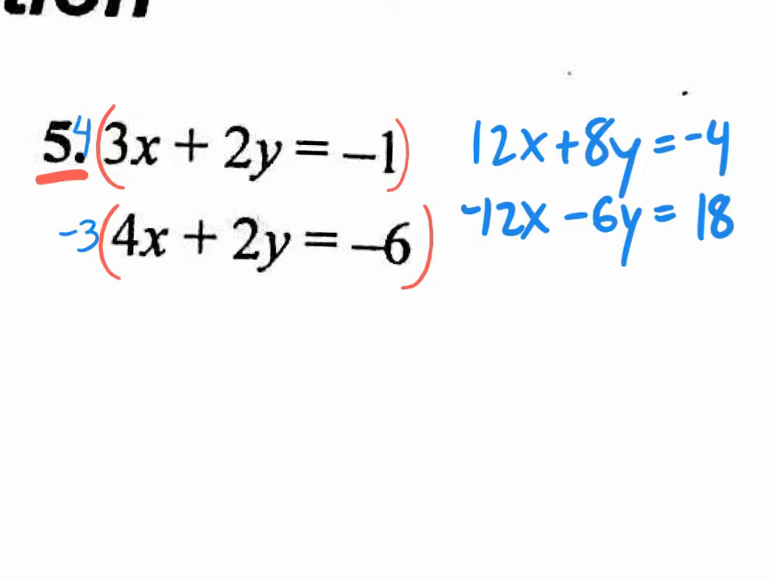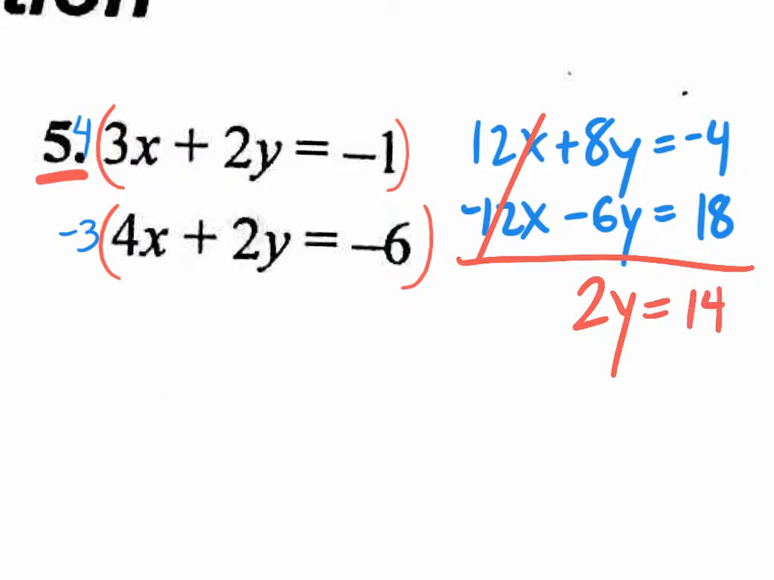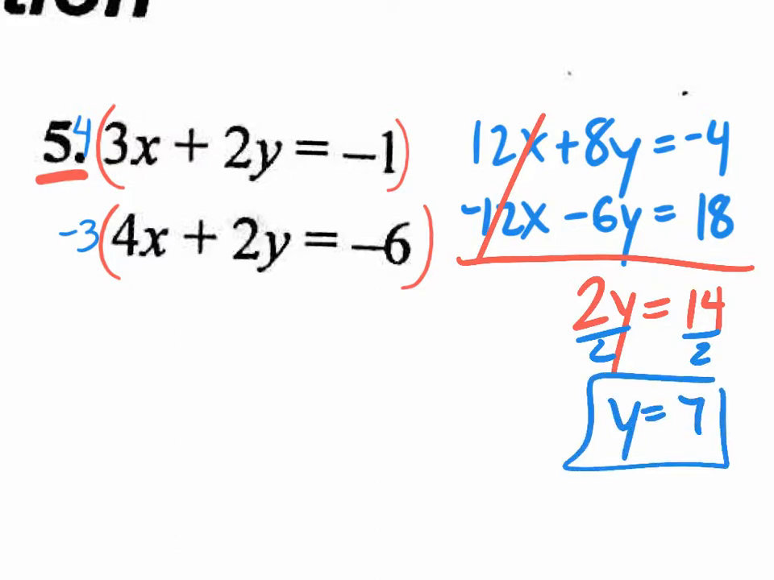I modified the top equation by multiplying it by 4 so I could get a 12 right here, which I did. Then I modified the bottom equation by multiplying by negative 3 to get a negative 12 right there. And now it's ready to combine and cancel the x's. I'll end up with 2y equals 14. Then I'd have to divide by 2, y equals 7. That's one answer. You want the other answer, plug it back into any equation. I'm going to plug it into the top equation.